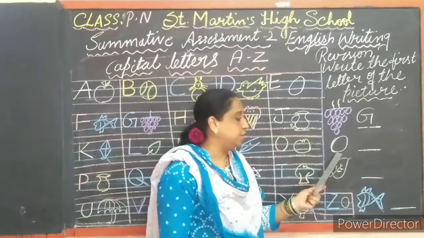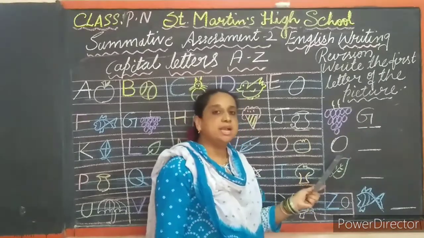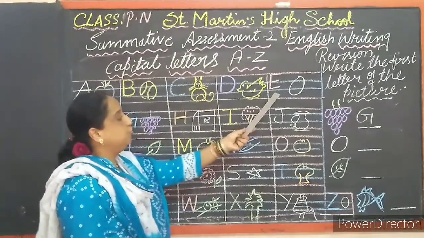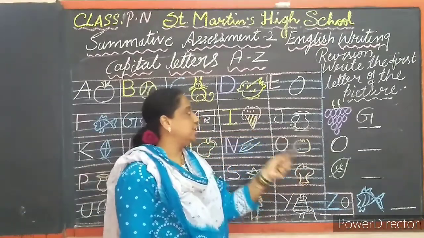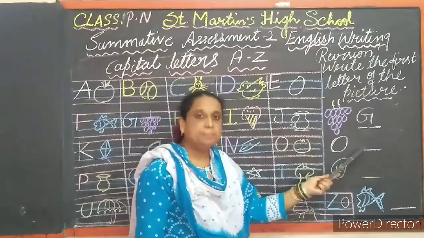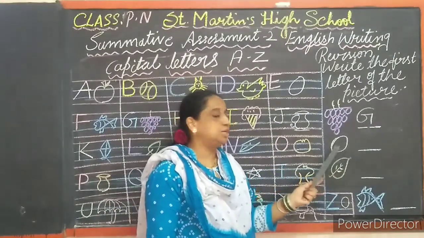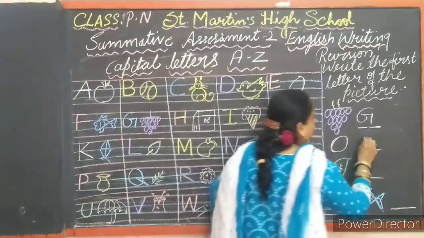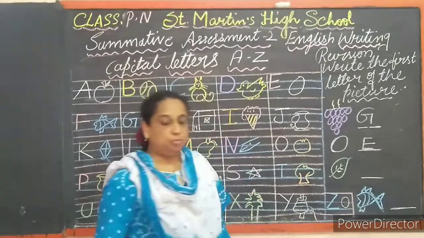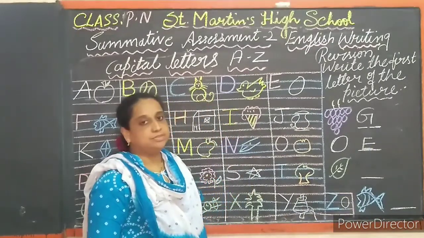Here next picture is egg. So egg comes in the sound of E. Can you see here? E for egg. Egg is here. So E for egg. So what letter you have to write here? E. Very good. You should write letter E. E for egg. Understood, children? I hope you all are enjoying learning letters with the picture.